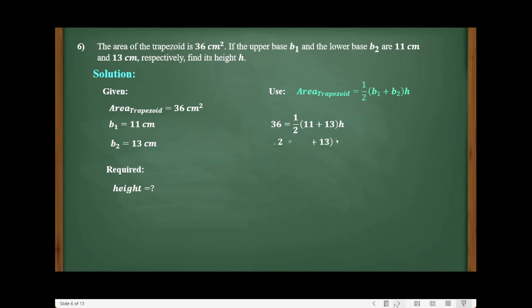So we will be doing some manipulations to this equation in order to solve for the value of h. At this point, we have 72 is equal to 24h. So basically, we divide both sides of this equation by 24. And you will notice that we obtain the value of h, which is actually 3. Therefore, the height of the trapezoid in number 6 is 3 centimeters. Okay? Next.